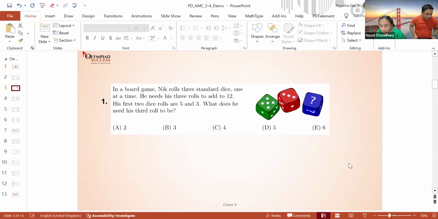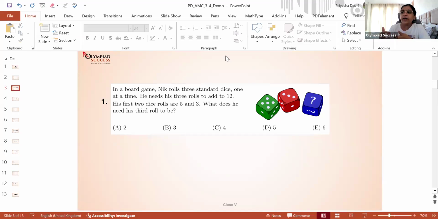You tell me. First we have to add 5 and 3. That gives us 8. And then 12 minus 8, that equals 4. That's amazing. That's absolutely right. So the approach here was to find out the existing sum, and then subtract it from the total we need. So this was easy, right, Hazel? This was actually one of the previous year question papers as well.